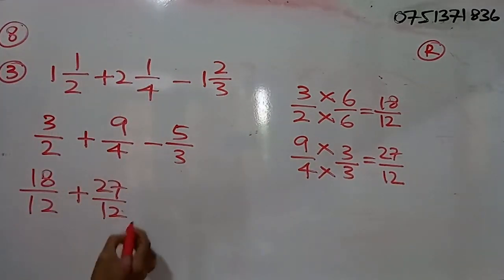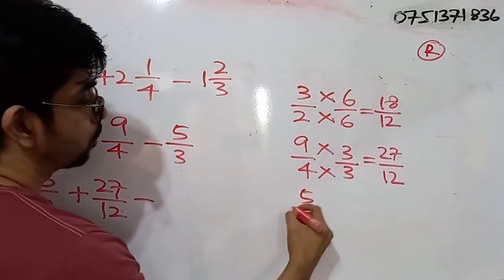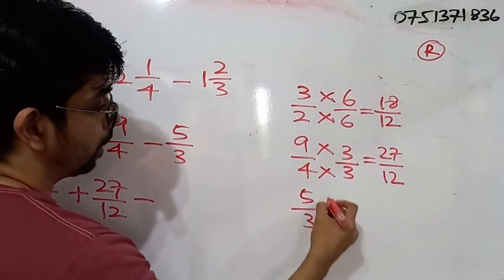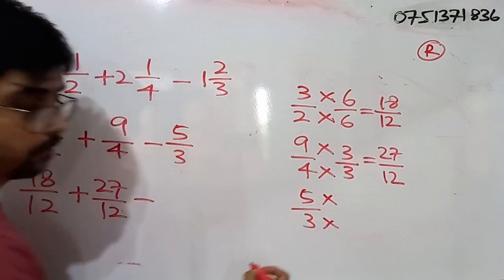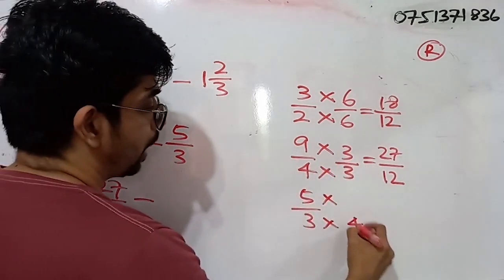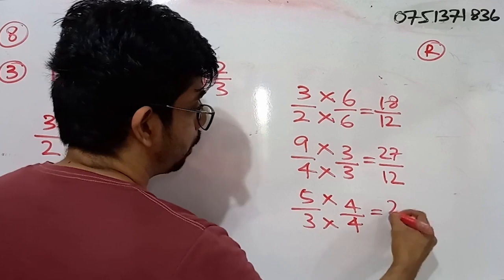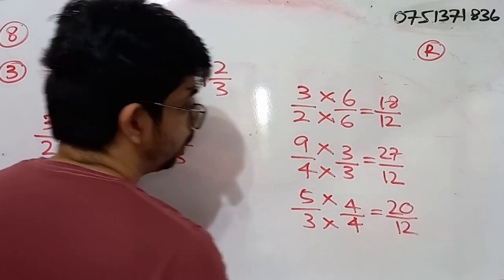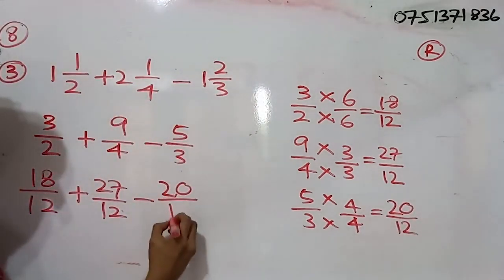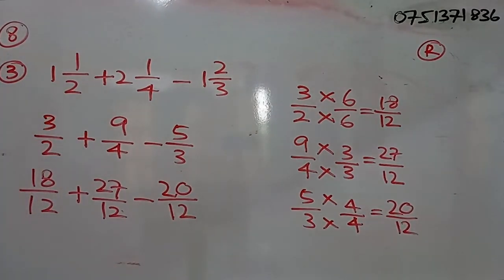27 by 12. From that, we have to subtract 3 by 5. So we have to convert it into a fraction where the denominator is 12. So I have to multiply the denominator and the numerator by what? 4. 20 by 12. Right. Now we have to simplify.